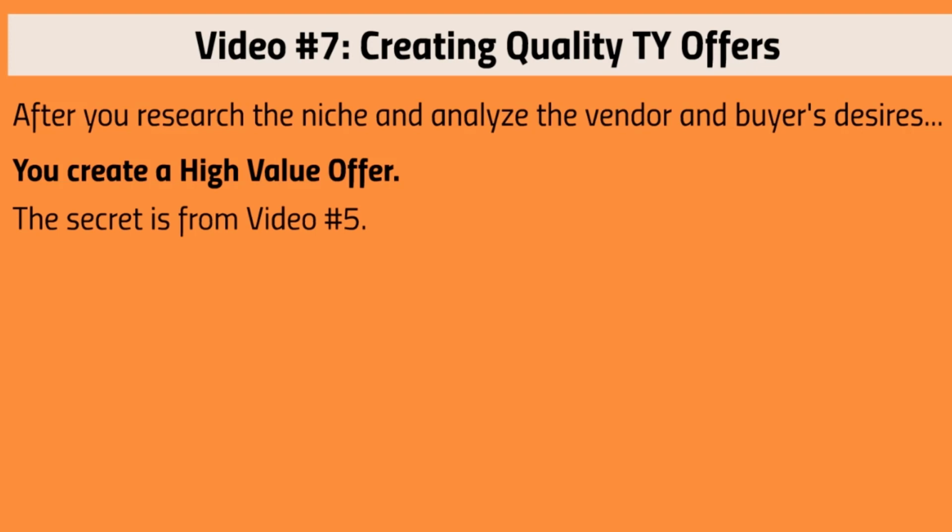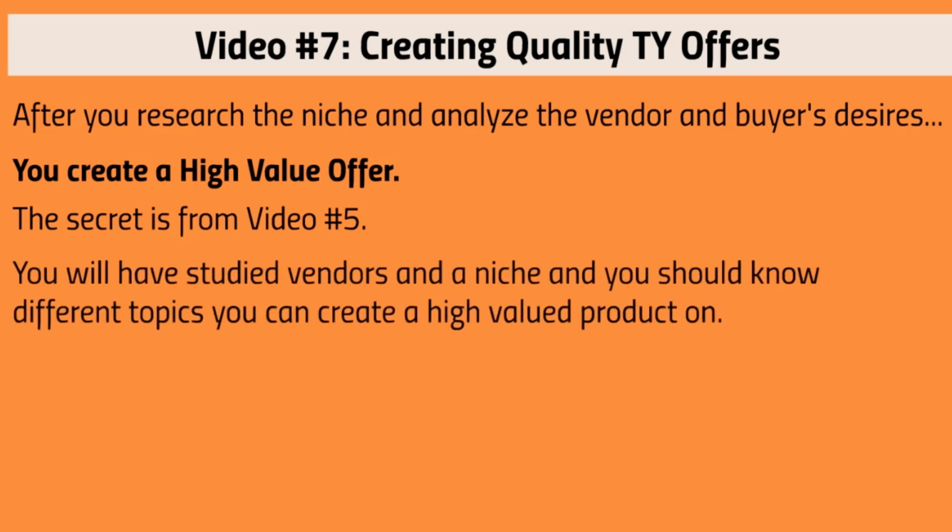The secret is from video number 5, where we talked briefly about finding vendors to piggyback on. In doing so, we were able to study the vendors and a niche, and you should know different topics that you can create a high value product on. Remember, it's not about creating something that the vendor has already created. It's about creating something of high value that is not in direct competition, but is related in some fashion, whereby the vendor will actually say yes.